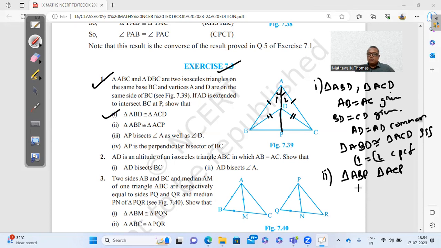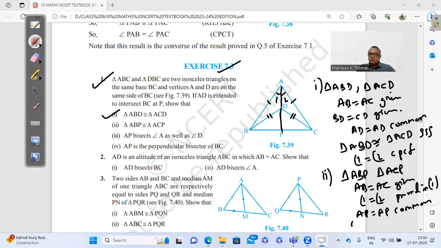Okay. AB equal to AC, again condition number 1. And now as I said, 1 and 2 we have proved just now. We can use it now. In 1 we have proved this and we can use it here. So angle 1 equal to 2 and AP is common. AP equal to AP common. So we've got three conditions.